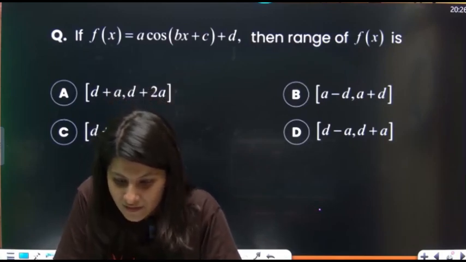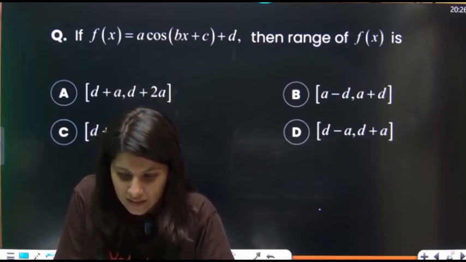Ma'am, how to gain confidence when we feel low and feel that I can get an IIT seat?